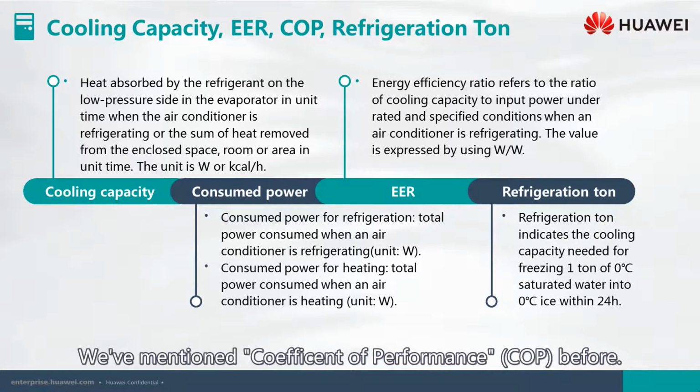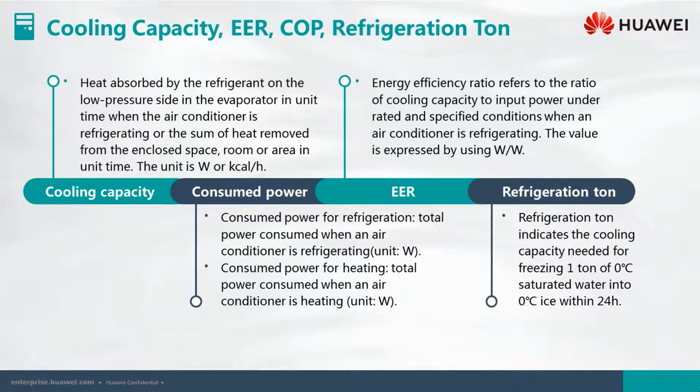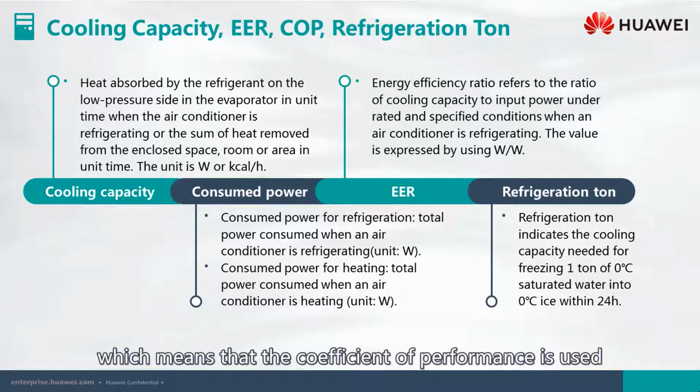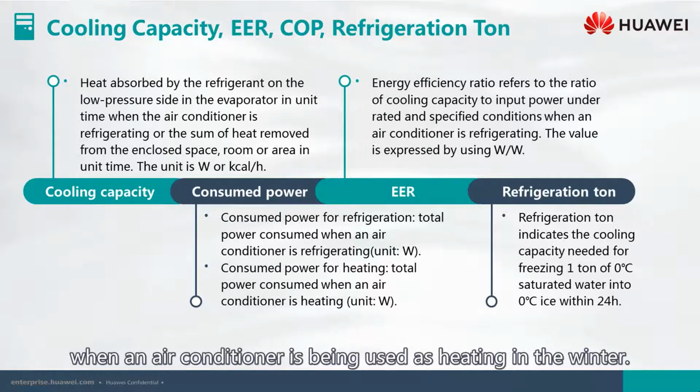We've mentioned coefficient of performance, COP, before. COP is used for heating, which means that the coefficient of performance is used when an air conditioner is being used as heating in the winter.